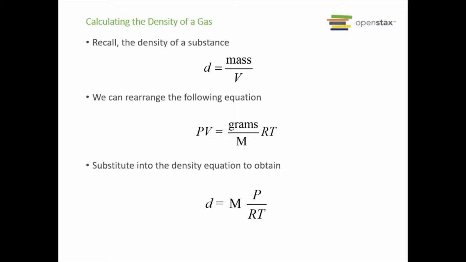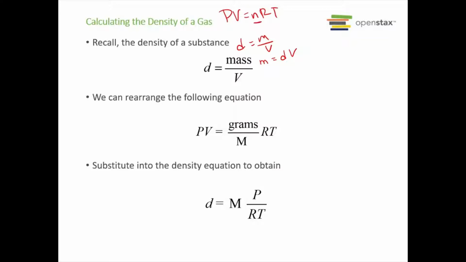Okay, so first we're going to talk about how we can relate density to the ideal gas law. And a few things we need to recall. First is that density is equal to mass divided by volume, or D equals m over V. And we can solve for mass here. And mass is equal to density times volume. One other thing we know is from the ideal gas law, PV equals nRT.